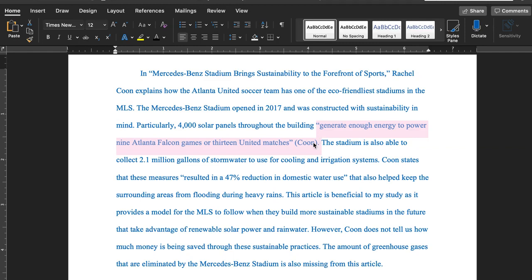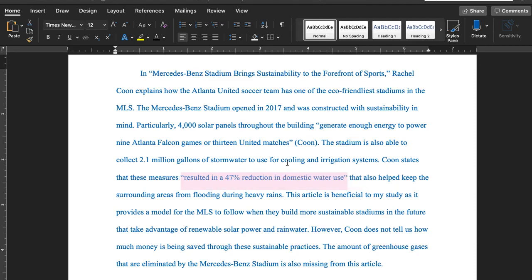But this is also important to note because my direct quote talks about a fact from the article that shows that this work that they're doing at the Atlanta Falcons Stadium or the Atlanta United Stadium is helping become more sustainable, right? You'll see the same was chosen here. Kuhn states that these measures, quote, resulted in 47% reduction in domestic water use.